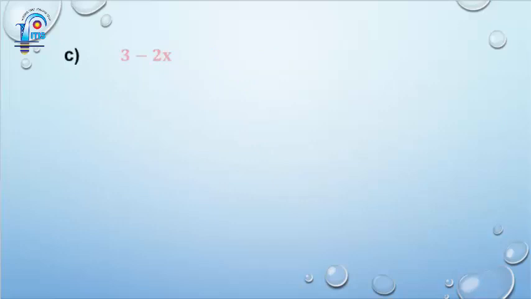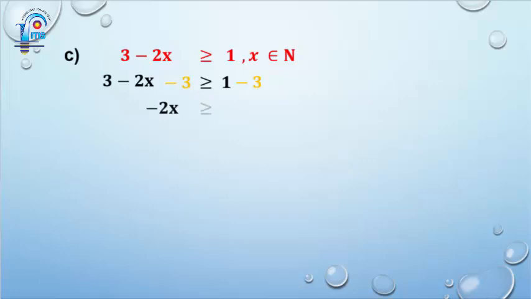Letter C. 3 minus 2x more than or equals 1, where x belongs to N, where N is the natural numbers. Okay. Now I want to cancel 3, then subtract 3 from both sides. 3 minus 2x minus 3 more than or equals 1 minus 3. Then don't forget the negative sign of 2x. Then negative 2x more than or equals 1 minus 3 equals negative 2.